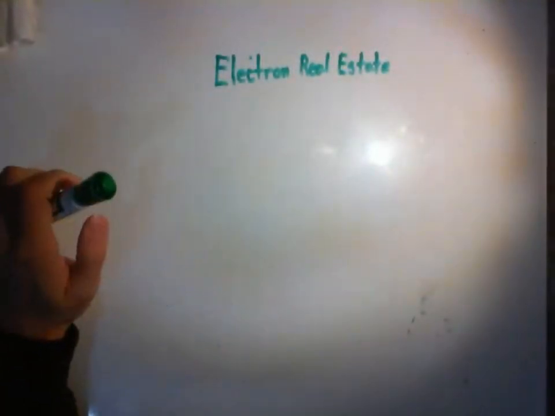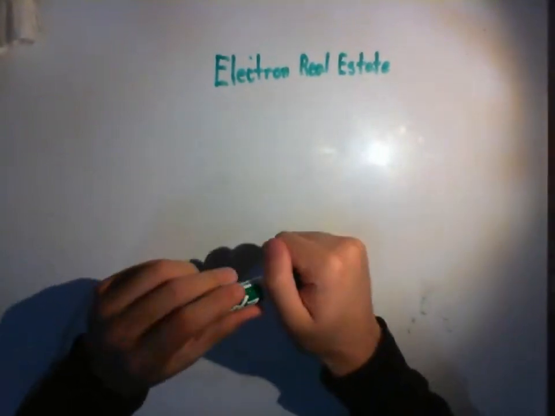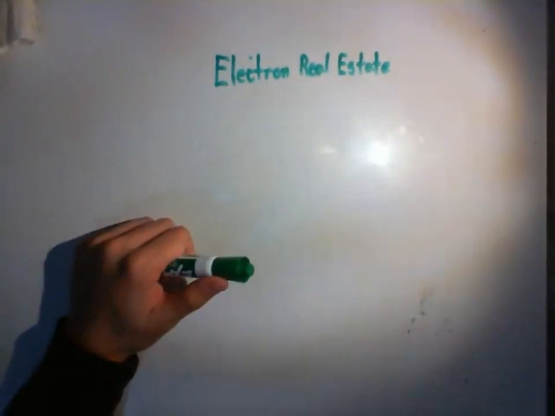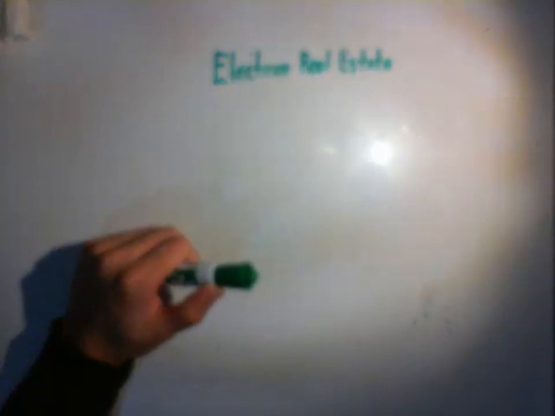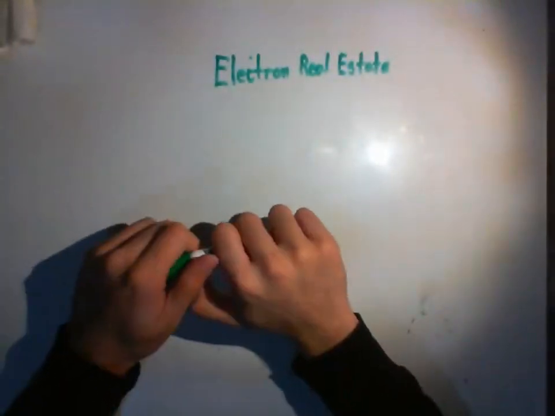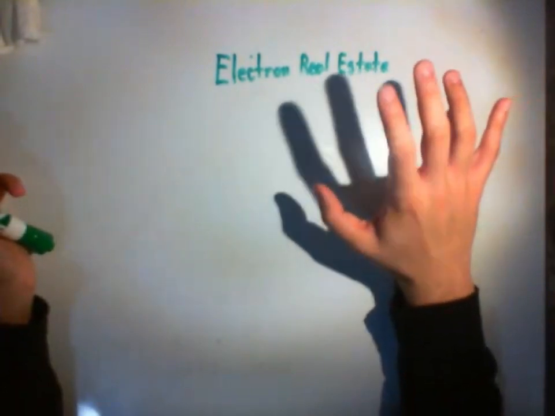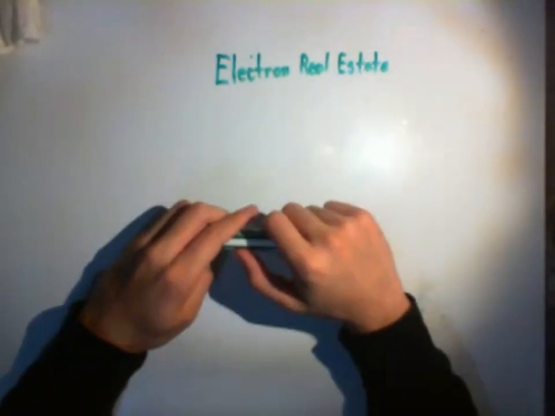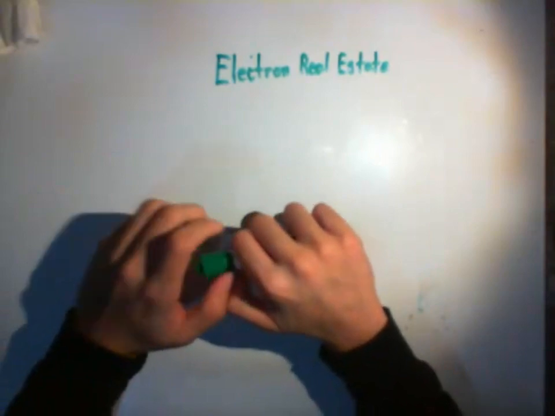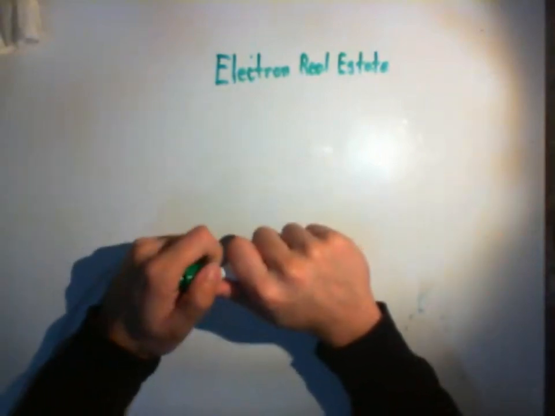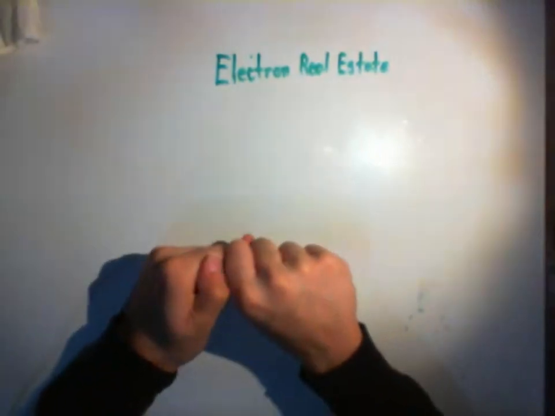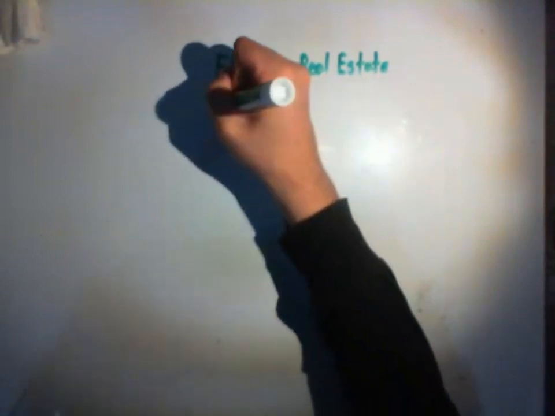Let me try to make this an analogy so that you and I can understand this a little bit better. So, as I said before, let's treat an atom like an apartment. Electron real estate, where the electrons can be in their own orbitals, aka apartments. Orbitals equal apartments.